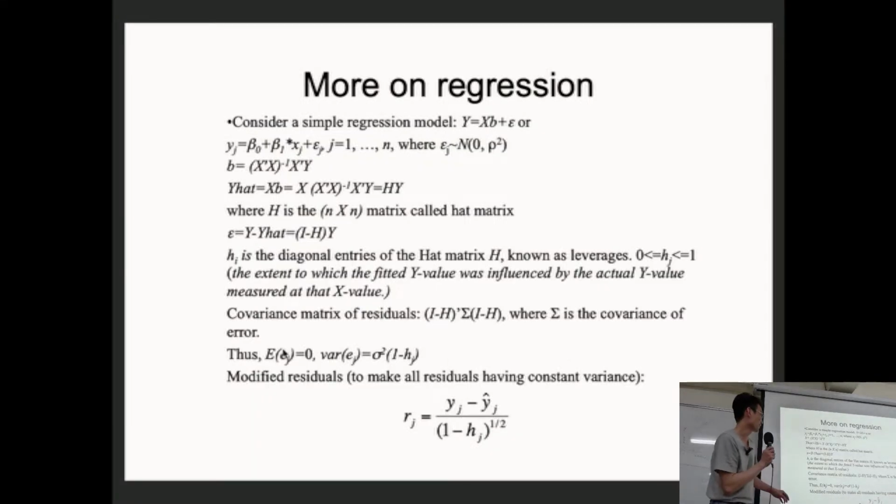You divide by this because, by definition, the variance of each residual follows this formula. The covariance matrix of your residual actually follows this formula. This is the variance of your residual, but adjusted for the leverage.